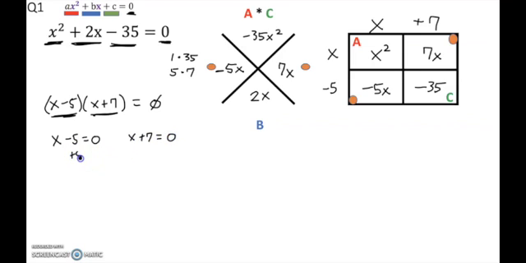To solve for x, we're going to add 5 to both sides, and in this case, we're going to subtract 7 from both sides, leaving us with x is equal to 5, as well as x is equal to negative 7.